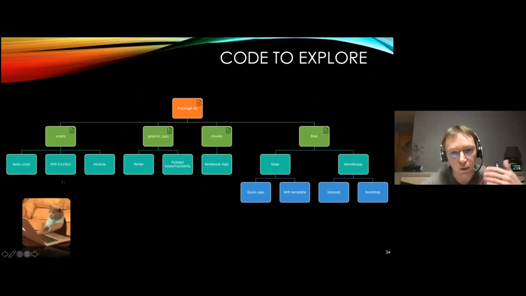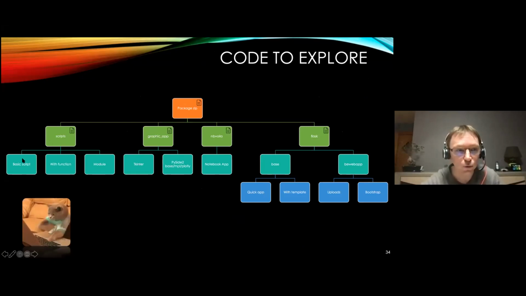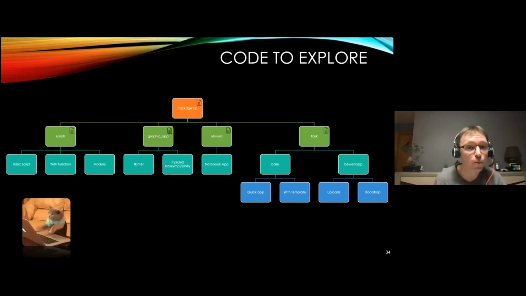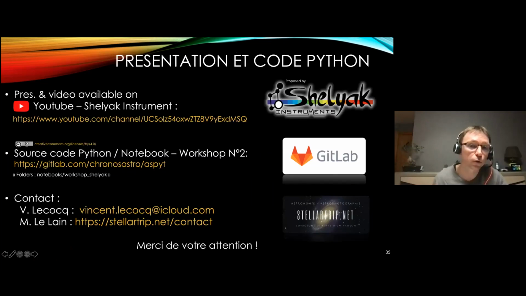It is a package we have prepared for you with a script. You have the basic script, the module, the graphical application, the Voila notebook app, and the Flask and BWeb app applications. You can take it and play with it. It will be available in the same deposit as the last workshop for the presentation on the Sheliak YouTube channel, and for the code in the same place on my GitLab, in the Aspite deposit, folders notebooks, workshop Sheliak.